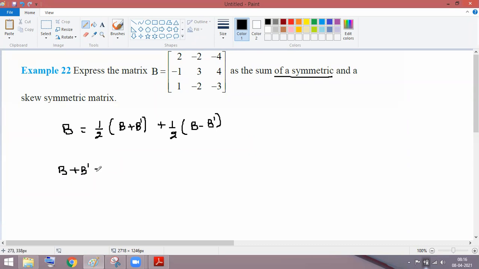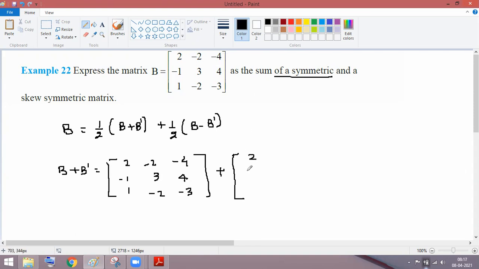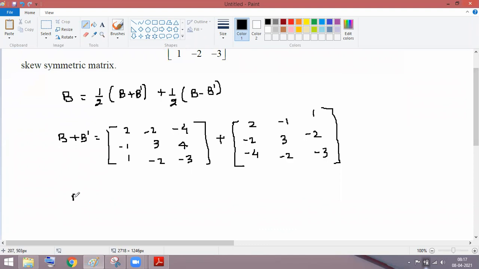So first I will find B plus B dash. What is B we have? B is 2, -2, -4, then -1, 3, 4, then 1, -2, -3. Plus what will be B dash? Just take the transpose of this matrix. Means the first row को first column बना दो: 2, -2, -4. The second row into second column: -1, 3, -2. And third row into third column: 1, -2, -3. Clear with this?